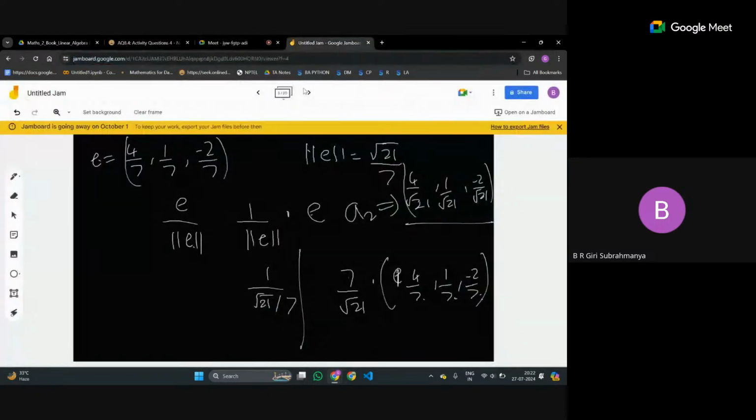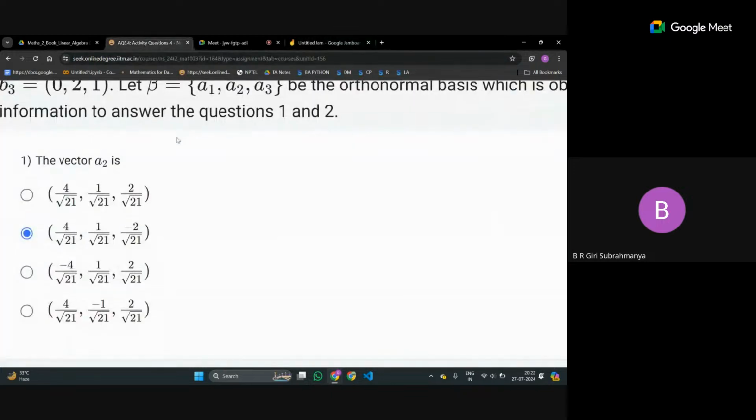How are you going to find a3? See, we have b3, right? We have b3. Okay, b3 is 0 2 1.